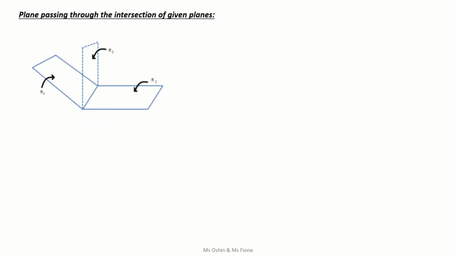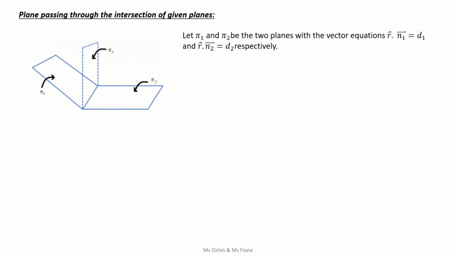Plane passing through the intersection of given planes. Let us consider the planes as pi 1 and pi 2. Let the equations of these planes be vector r dot vector n1 is equal to d1 and vector r dot vector n2 is equal to d2 respectively. Let pi 3 be the plane which passes through the intersection of these two planes.